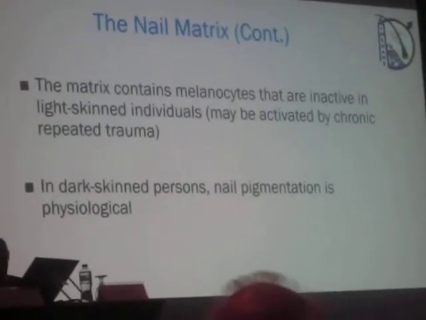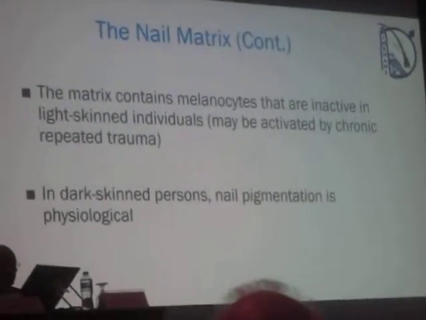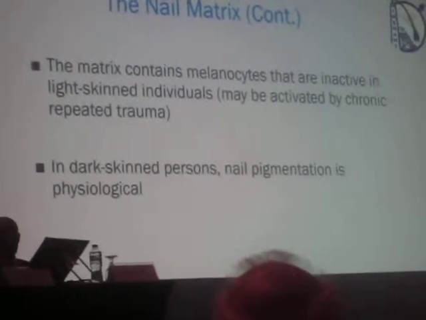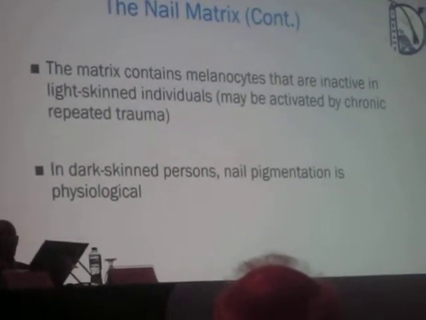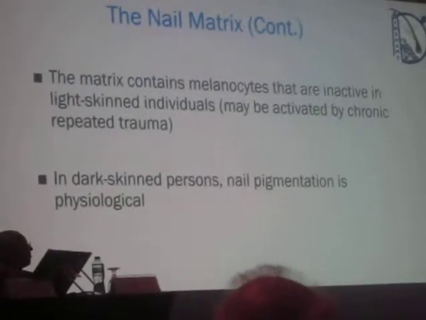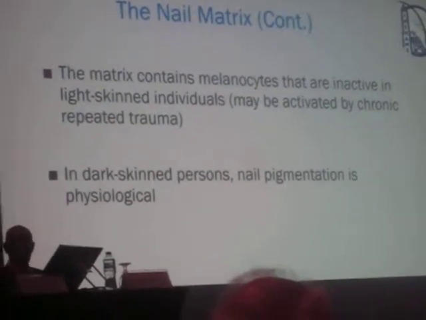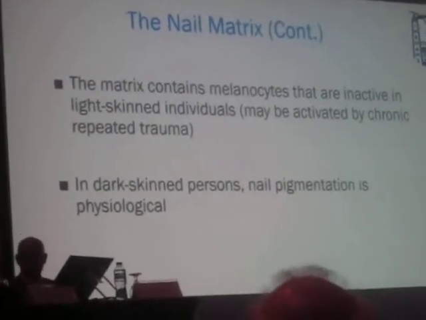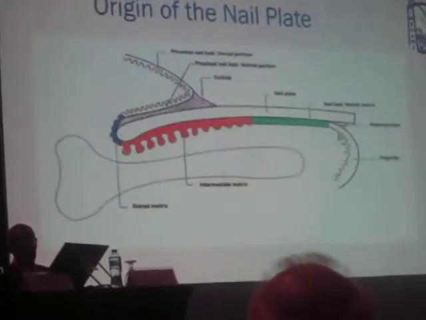The nail matrix contains melanocytes that are inactive in lightly skinned individuals but can be activated by chronic repeated trauma. However, in dark-skinned persons, nail pigmentation is physiological, so it's not a disease in any dark patient.